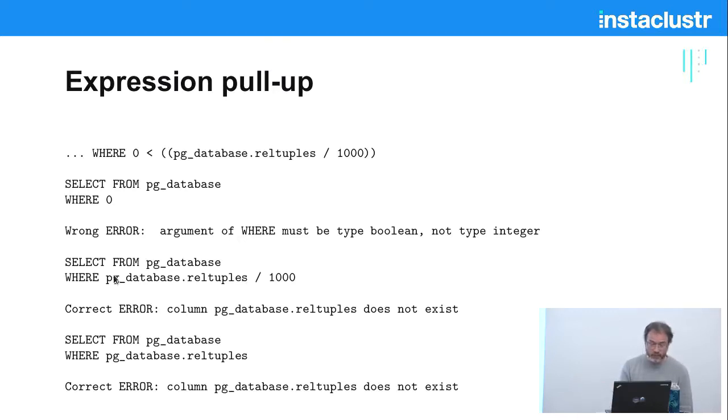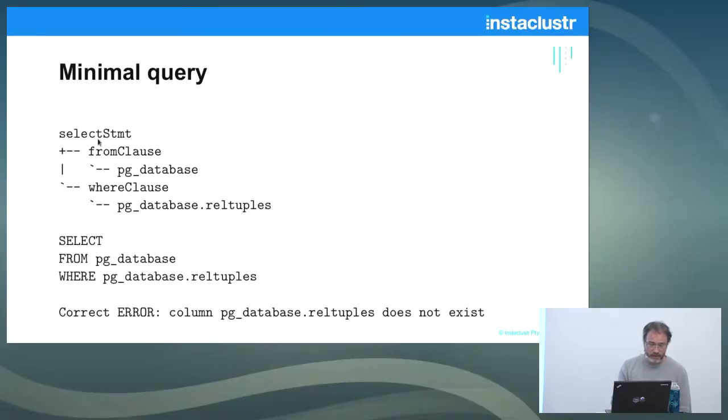So let's walk into the other branch, where PG database rel tuples divided by 1000. Yes, that worked. And we can again walk into this expression and pull up the PG database rel tuples thing at that point. And at this point we have actually reached the most minimal query that will actually raise this precise error message. So yeah, that's the parse tree we are ending up with, and the query at the end.